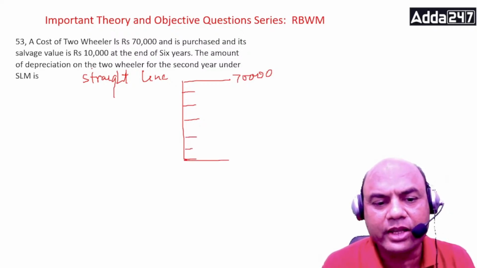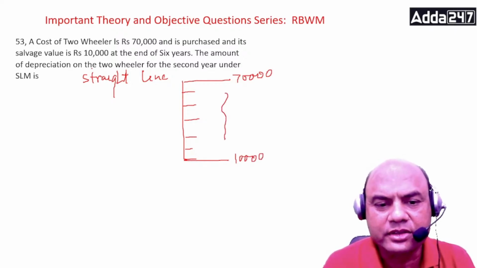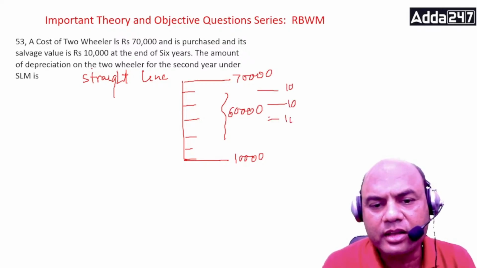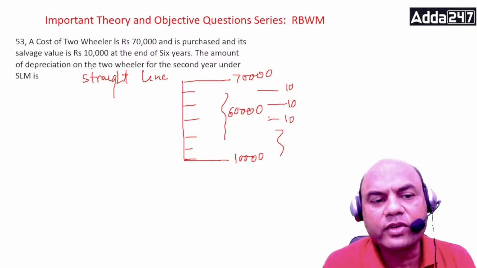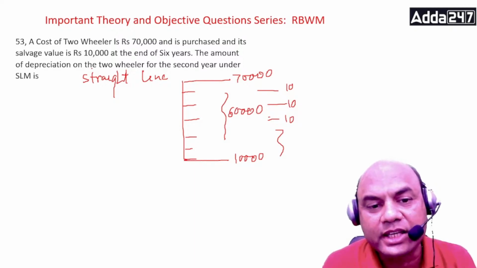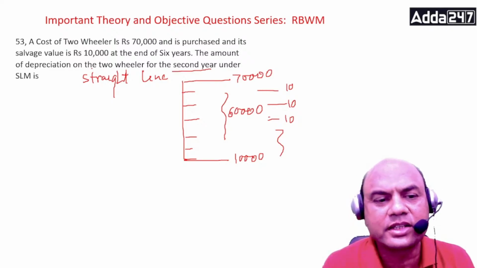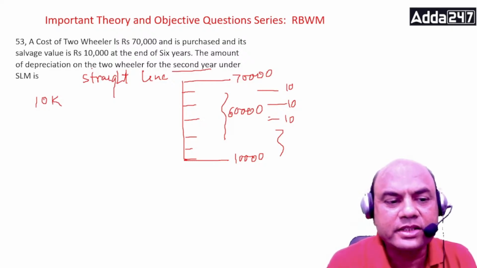At the end of 6 years, the value is 10,000. So how much is gone? Total net gone is 60,000. This 60,000 is gone in 6 years, so per year it will be 10,000 each year. What is asked? The depreciation on the two-wheeler for the second year. Let them ask any year: first year 10,000, second year 10,000, third year 10,000. So the answer is 10,000. Always remember, in the straight line method, the depreciation amount is constant.